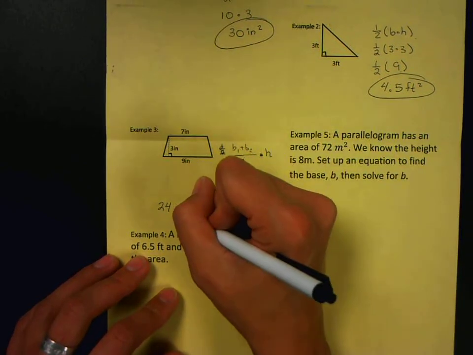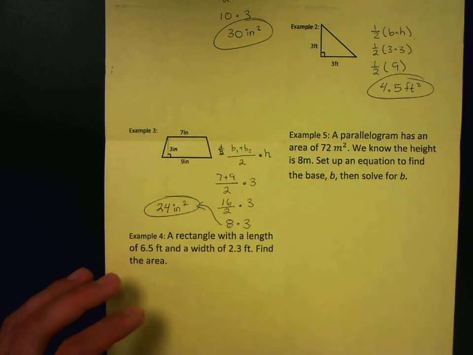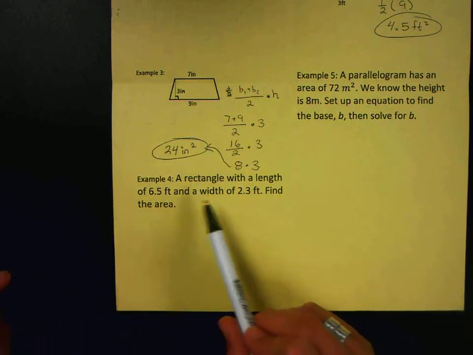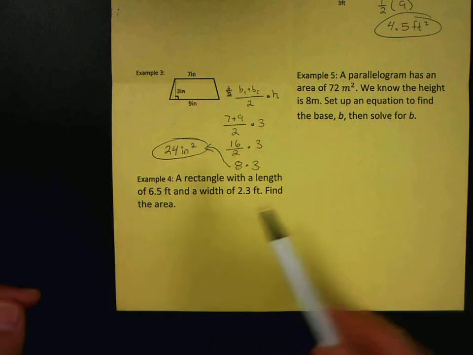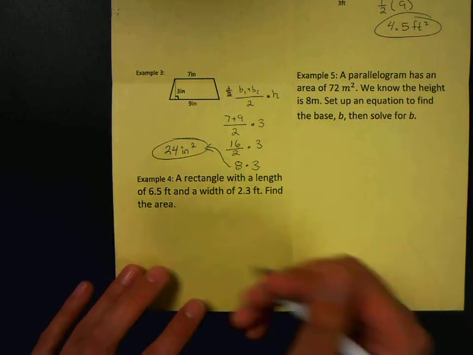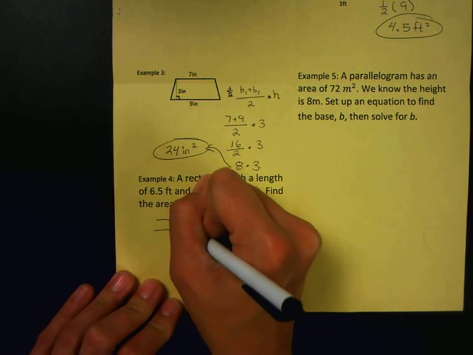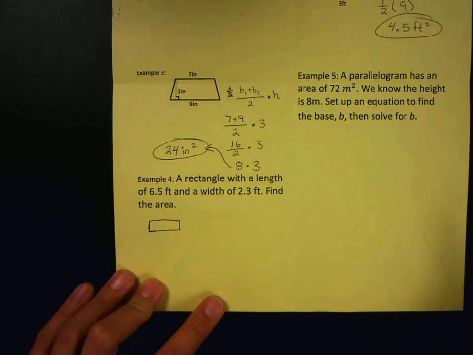Last 2 examples. Example 4, a rectangle with a length of 6.5 feet and a width of 2.3 feet. Find the area. With geometry, the first thing you got to do is draw your shape. Okay, I have a rectangle. I know rectangles have one side that's longer than the other side. And again, pardon my pictures, I try my best. It says that my length is going to be 6.5 feet and my width is going to be 2.3 feet.